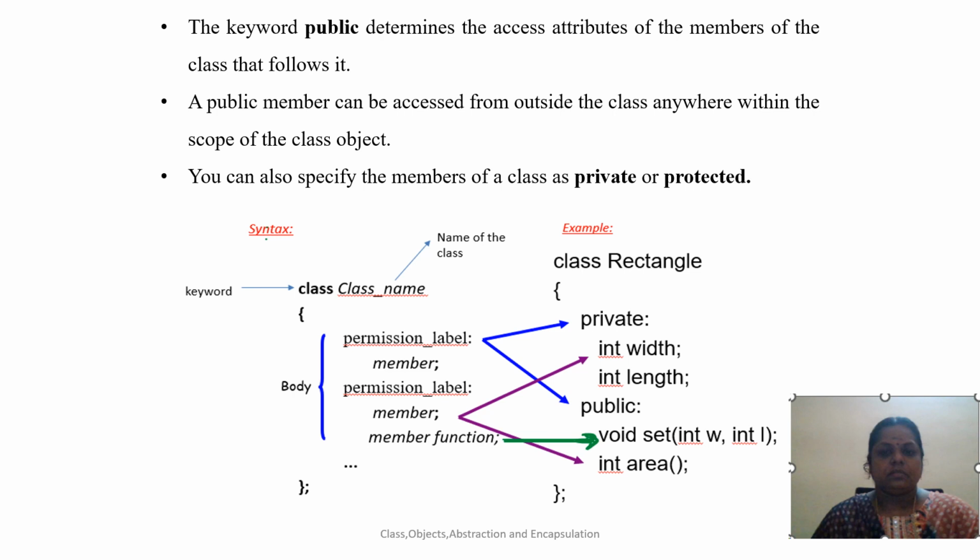Public means I can calculate the area using a function called set. So this is the member function. After that I can calculate the area by accessing these values inside the private section. So we can specify the members of a class as private. Also, we can define the members as public, accessible from outside the class.